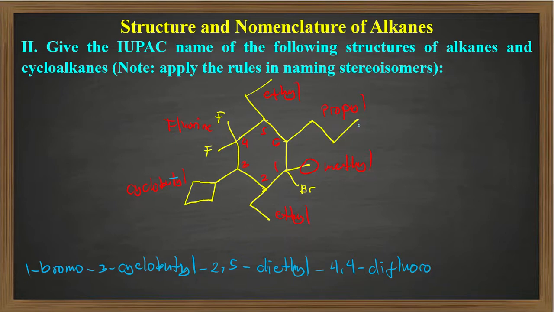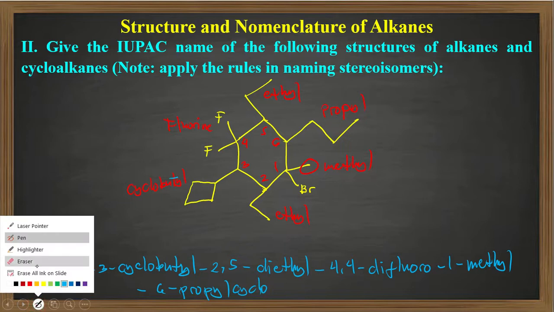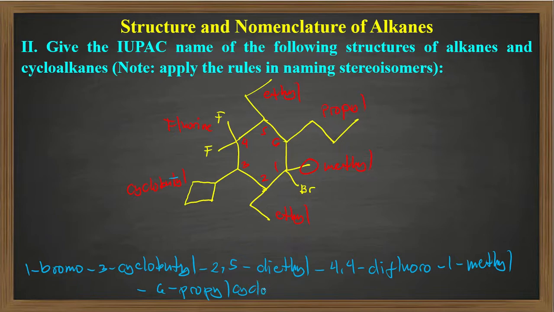And then the last substituent where we still have is methyl. 1-methyl. Alright. Then followed by our last substituent in carbon number 6, which is propyl. So this will be 6-propyl. Okay. And then our ring contains 6 carbon atoms. So this will be cyclo. This will be cyclohexane. Okay.